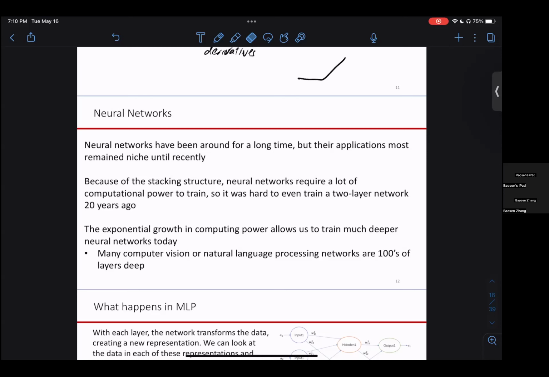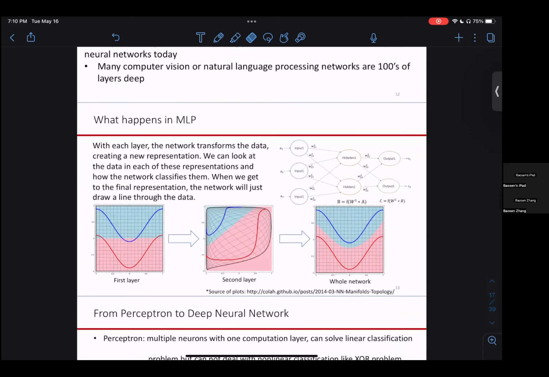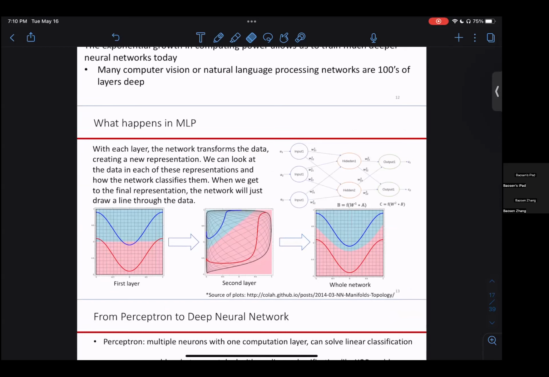To give you a fancier picture of what a neural network is doing, you can think of it as twisting the space in some sense. This is a real example. Blue and red are two classes I want to separate.